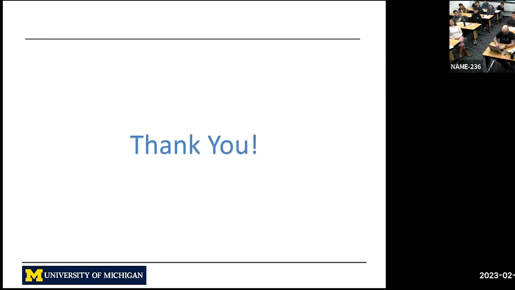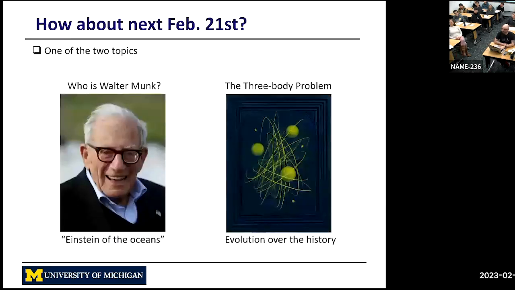So if I'm again invited to give a talk next year at this time, I'm going to choose one of these two topics. The first topic, I'm going to tell you who is Walter Munk. You have seen the name Munk in the Garrett-Munk spectrum, which bears his name. But he also does a lot of things about the ocean, and he was named the Einstein of the ocean by the New York Times when he passed away about 2 years ago at the age of 100. So I'm going to tell you what Walter Munk does.